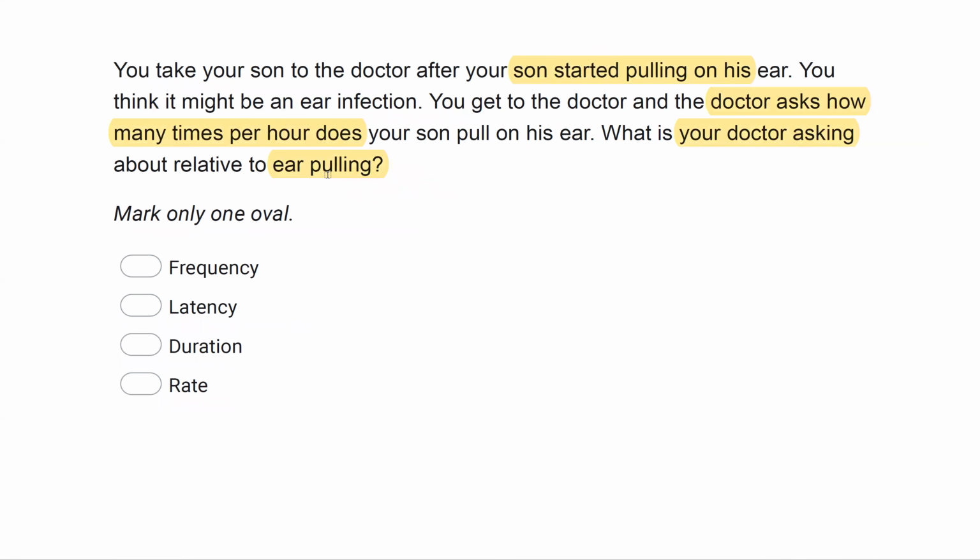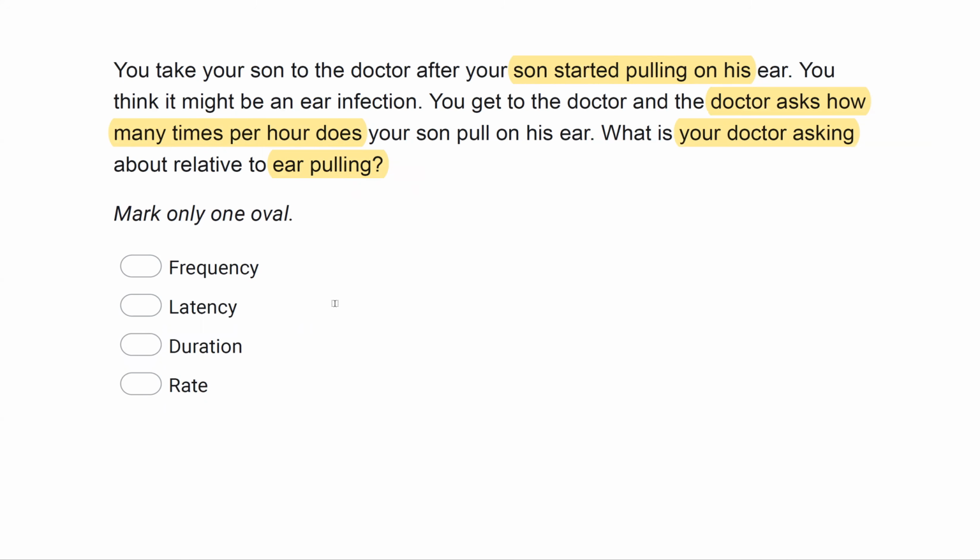A, frequency. So part of it's frequency, right? Because he wants to know how many times ear pulling occurs. But he also wants to know how many times with a specific time component. And so when we have frequency plus a time component, it's not just frequency. What do we call that? Well, we call that rate. Rate is frequency over time, right? Frequency per time. So how many times per hour, he's looking for rate.